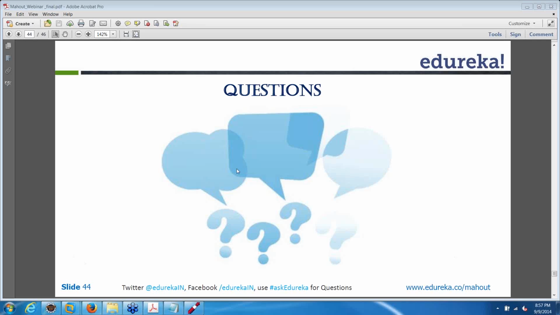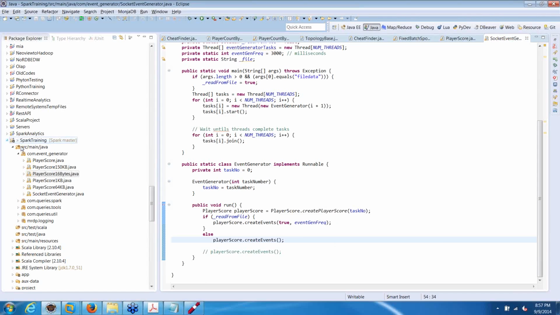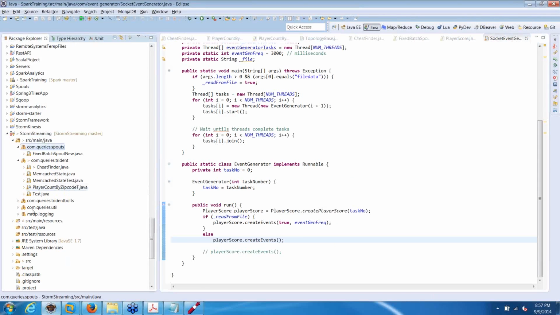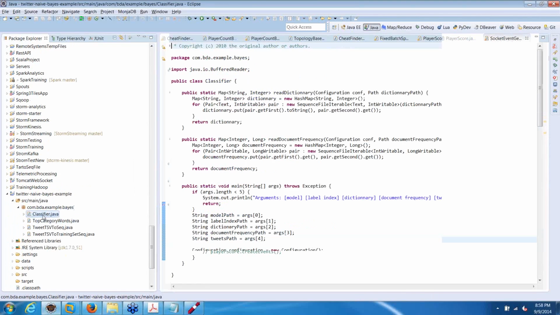Fine, Rajendra. So these will be some of the samples. Just have a look at it. So this is for classification.